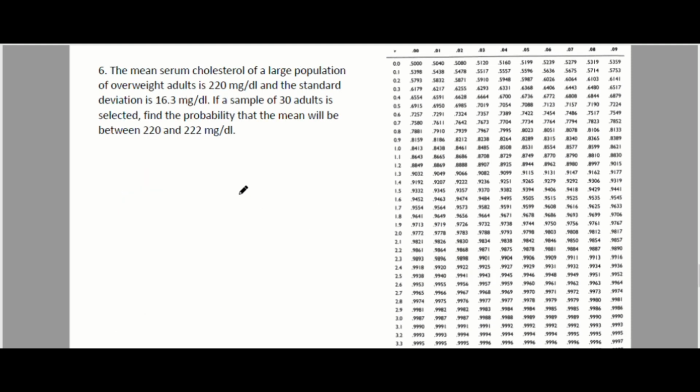Number 6, the mean serum cholesterol of a large population of overweight adults is 220 mg per dl, and the standard deviation is 16.3 mg per dl. So this is the mu, and this is the standard deviation. If a sample of 30 adults is selected, find the probability that the mean will be between 220 and 222 mg per dl. So we're talking about the sample mean.